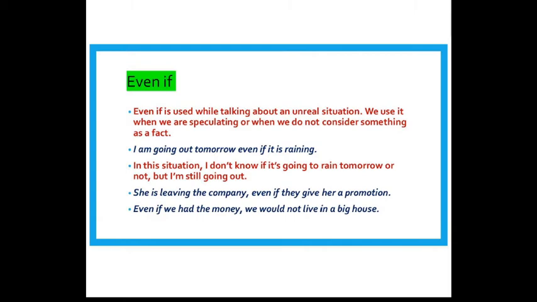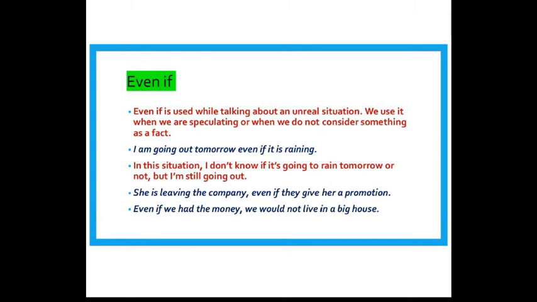It is not possible to cover everything in one lesson because we would need more classes for that. So here are a few examples to help you understand. One of the important ones is 'even if'. What is 'even if'? 'Even if' is used when talking about an unreal situation. We use it when we are speculating or when we do not consider something a fact.